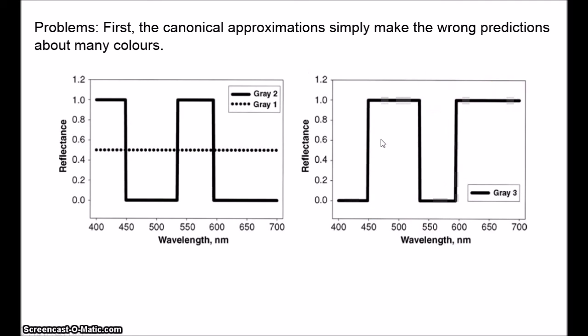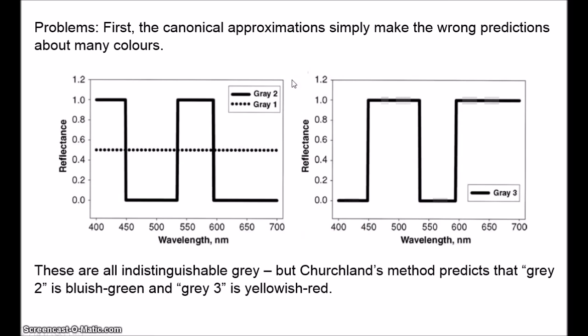Now when we work out the ellipses for these greys, it identifies grey 1 as a medium grey colour, grey 2 as a bluish green, and grey 3 as a yellowish red colour. But, as I said, they are all metamers for grey. They all appear the same grey. So it seems that the canonical approximations simply get the expected colour wrong. In these cases, the canonical approximations simply don't match the colour that we perceive. Kuehni and Hardin also give some examples of metameric yellows that are incorrectly predicted by the canonical approximations. So this is certainly a problem.